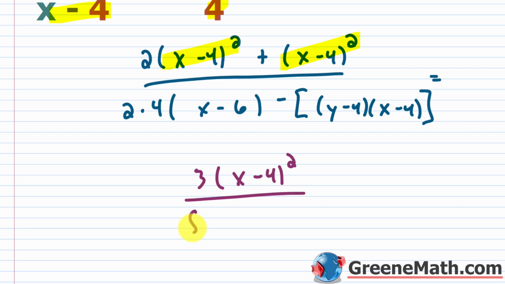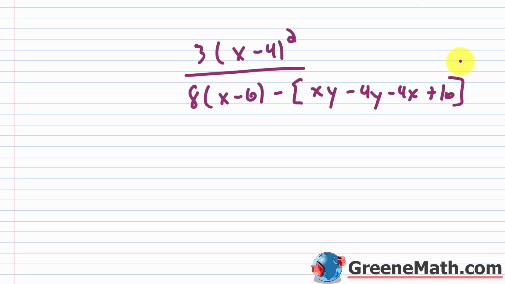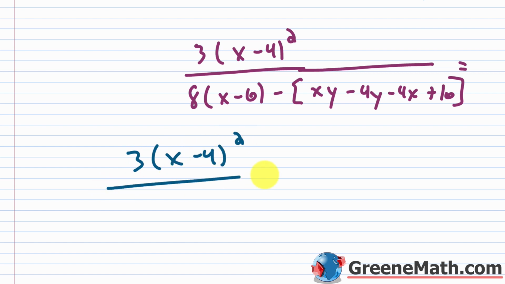So 2 times 4 is 8, then times the quantity x minus 6. Then we're subtracting away. This guy would be xy. The outer would be minus 4y. The inner would be minus 4x. And the last terms would be plus 16. Okay, so to remove the brackets, remember, you want to basically change the sign of everything inside. So let's go ahead and write, this is 3 times the quantity x minus 4 being squared. This is over. We have 8 times the quantity x minus 6. And I'll distribute that in a minute.